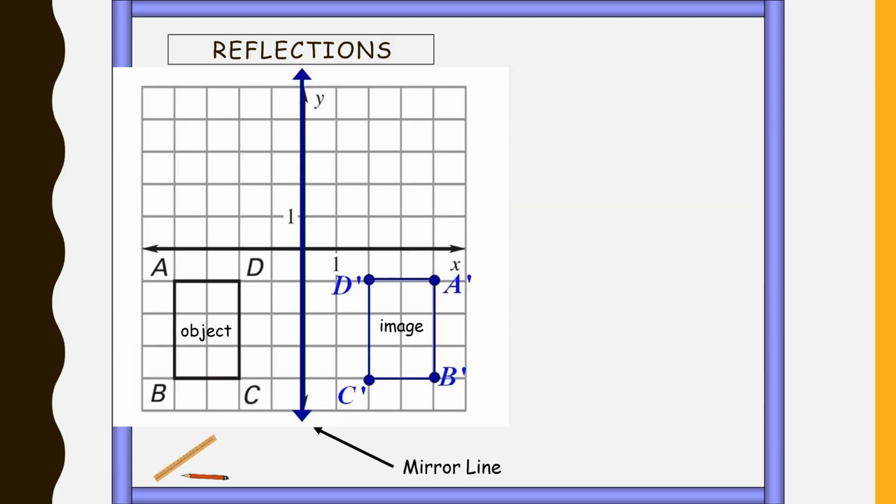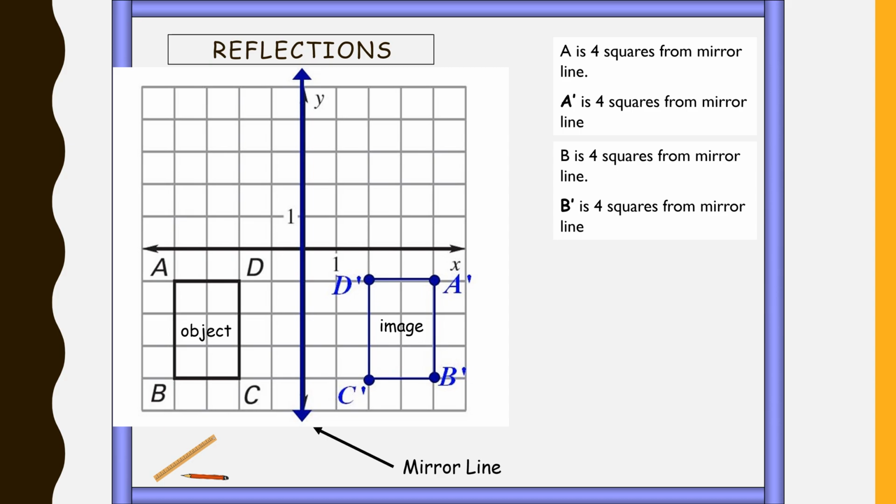Here's another one. We have an object which happens to be a rectangle with vertices A, B, C, and D. If you take a closer look at it, you discover that A is 4 squares from the mirror line. If you count the squares to the mirror line, 1, 2, 3, 4. A is 4 squares from the mirror line. Also, A prime is 4 squares from the mirror line, which is the image. You can see that you have the same distance for the original shape to the mirror line and also the reflected shape to the mirror line.